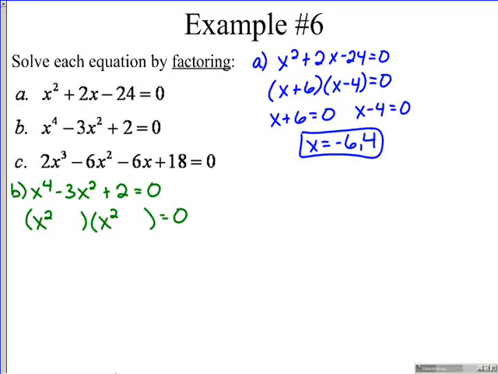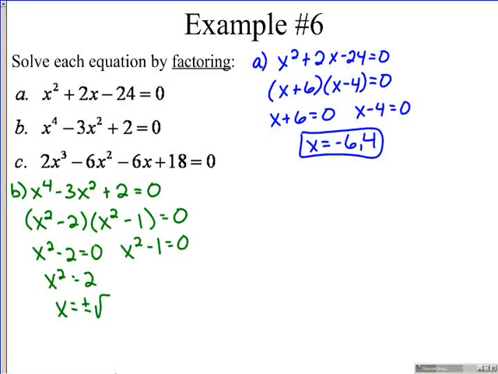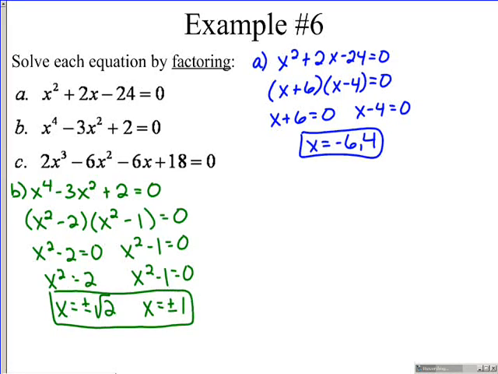We're looking for numbers that multiply to be 2 and add to be negative 3. That's negative 2 and negative 1. And we're going to set each of those factors equal to 0 and continue solving. First one, we get x squared equals 2. Take the square root. X is plus or minus root 2. Second factor, x squared minus 1 equals 0. X is plus or minus 1. There are our four solutions.